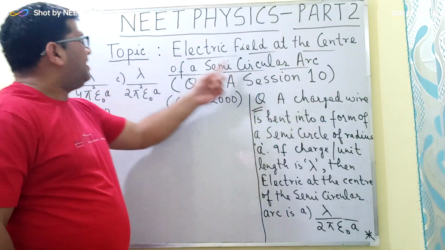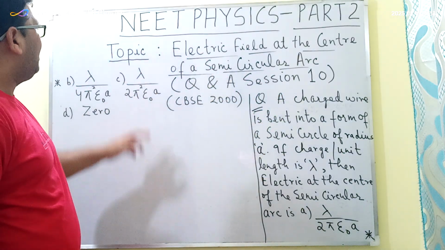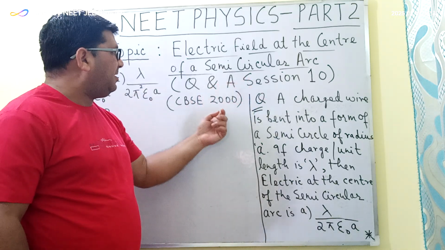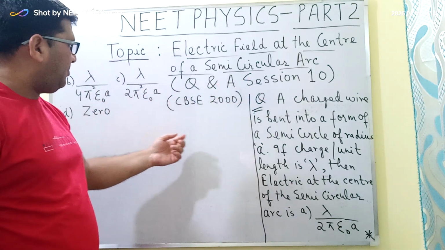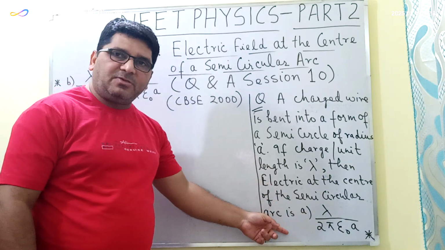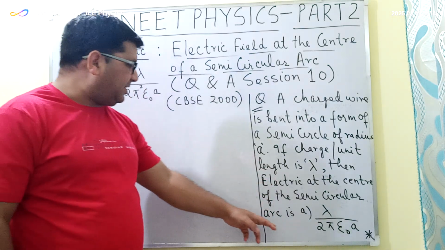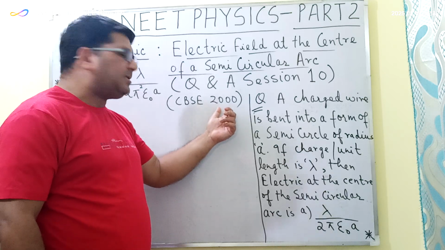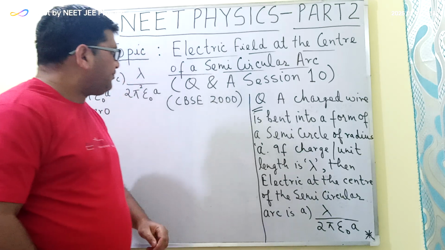Welcome to session number 10 from the playlist of NEET Physics. The topic is the electrical field at the center of a semicircular arc. Based on this topic, I have selected one question for this session, which is written here on this board. This question was asked in the CBSE All India Pre-Medical Test in the year 2000.